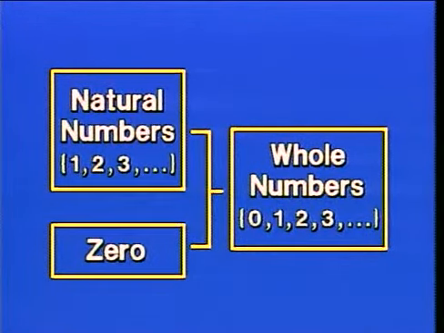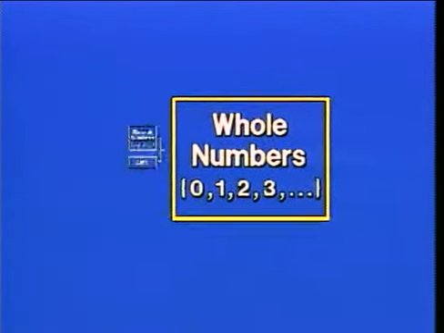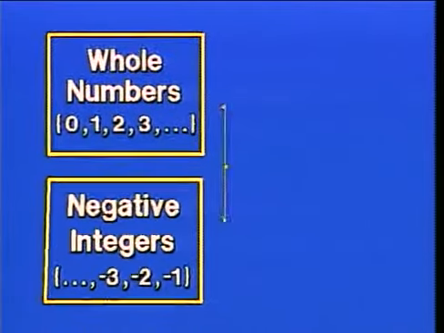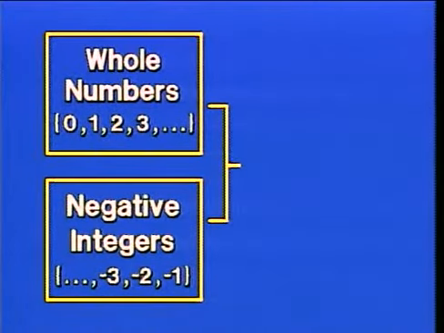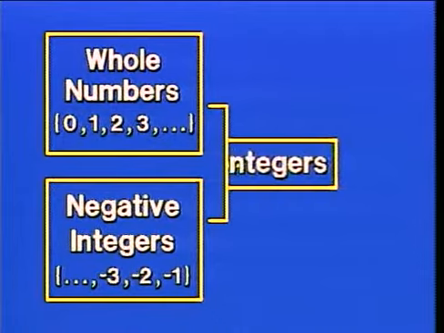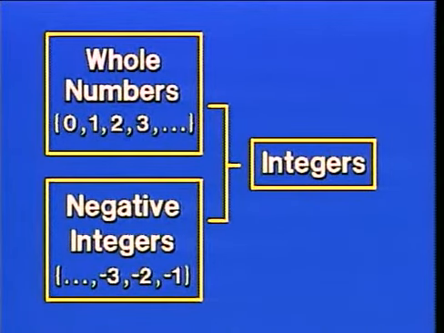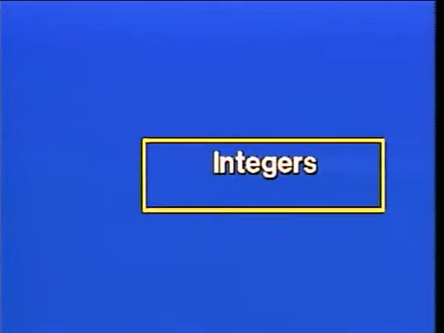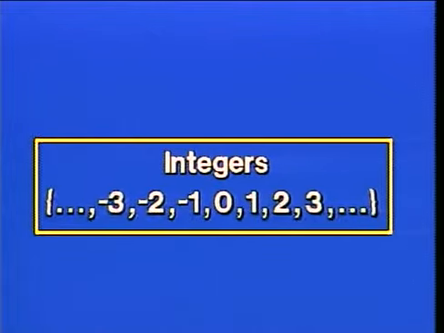Now notice that all of the natural numbers are contained within the whole numbers, so natural numbers represent a subset of the set of whole numbers. Now, whole numbers are sometimes also referred to as non-negative integers. But when the negative integers are put together with the whole numbers, we get the set of integers. The integers are composed of positive numbers, negative numbers, and 0. Now 0 itself, by the way, is neither positive nor negative.